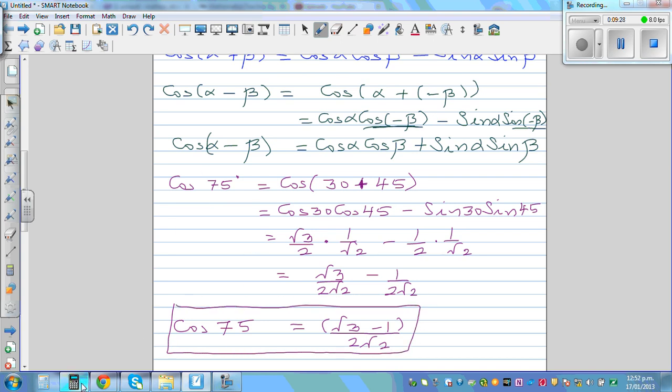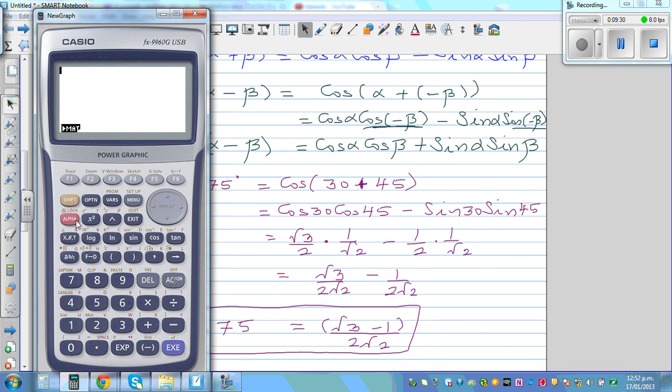So let's confirm this. My calculator is already set in degrees. First, let us find cos 75 directly. Cos 75 is 0.258. Now let's put in the exact value in brackets: root 3 minus 1 divided by 2 root 2. That will give you the same answer, 0.258. So both of them are identical.